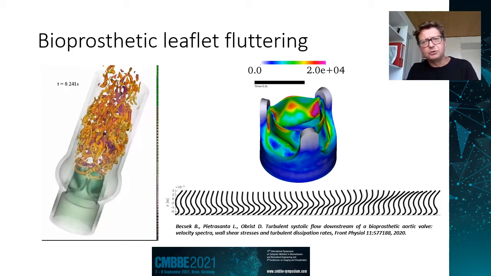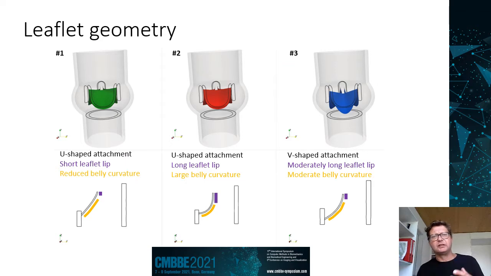So we went on to do a bit more dramatic changes to the valve, and we changed the leaflet geometry. So not just the thickness of the leaflet, but really the shape of the leaflet. In the middle, configuration number 2, you have the classical geometry as we've seen in the animation before, with a rather large belly curve. We call this curve a belly curve.